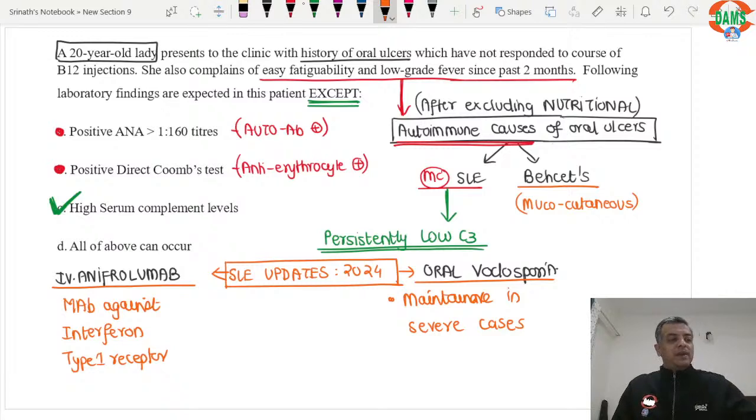Belimumab and rituximab were already present. Now two drugs have come: anifrolumab for crisis, and oral voclosporin for maintenance in severe cases. That's what we want to remember about SLE. Okay, take it forward.